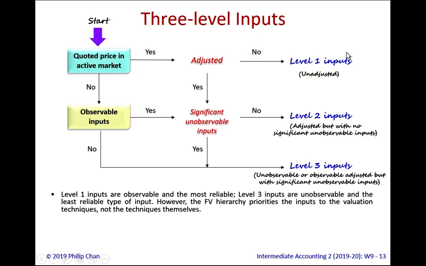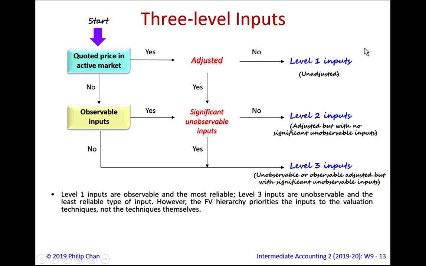So if this is a quoted price, in theory it should be level 1. Observable inputs, which means level 2 instead of level 1, because level 1 would have the most reliable and most observable inputs. Then it's likely to be level 2. If it is not observable, level 3. However, we need to take into consideration possible adjustments as well.